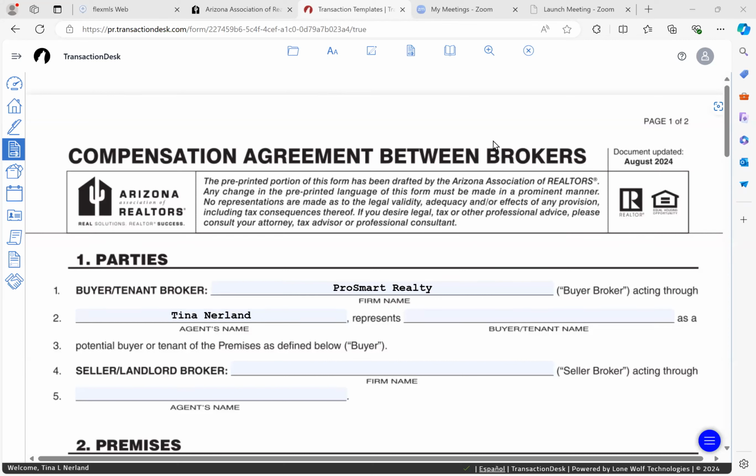There's been a couple changes in our industry. So tonight we are going to be talking about the forms that have been either updated or implemented. So we're going to just jump right in and we're going to start covering the compensation agreement between brokers.